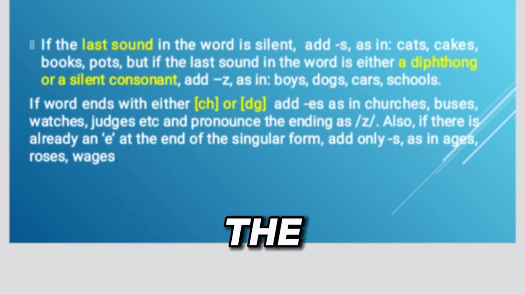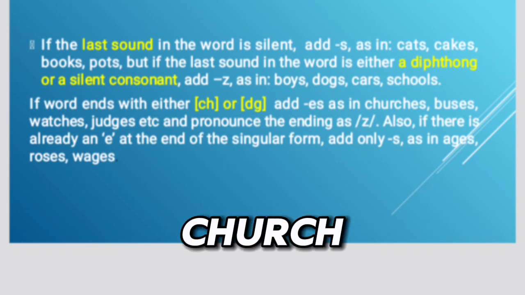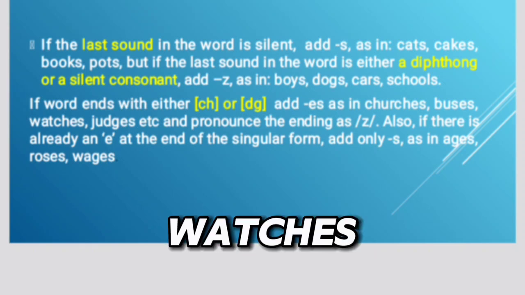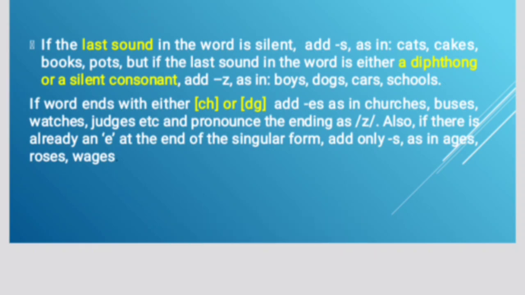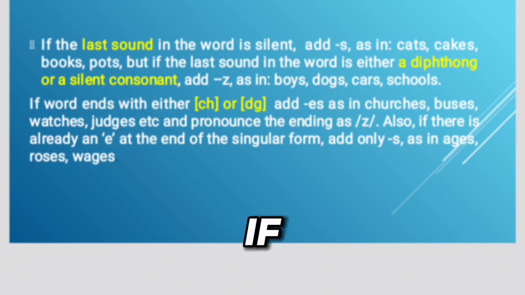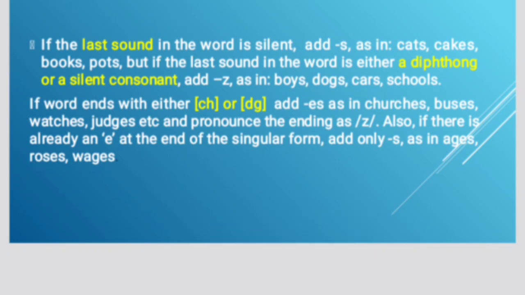Then if the word ends with ch or j, you are still going to add es, and the pronunciation is going to be z. So that's why we have churches, buses, watches, judges, etc.